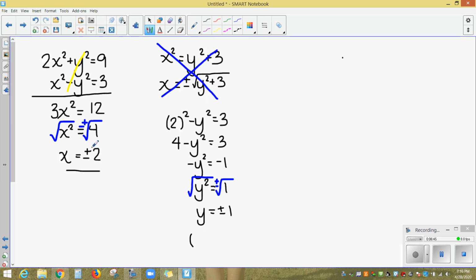Now understand that we started with one value of x here. We plugged in x equals 2. And when we plugged in x equals 2, we got two different y values out of there. Positive 1 and negative 1.